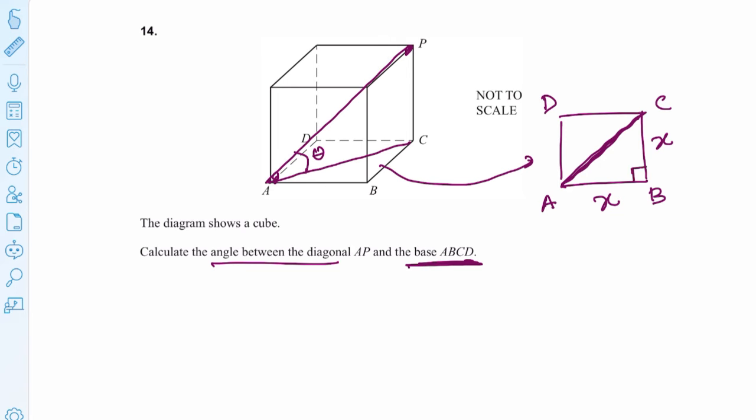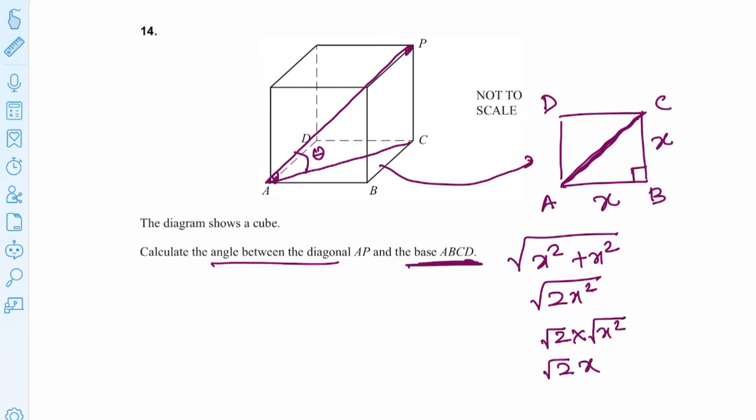Pythagoras theorem, this is 90 degrees, right? So this is x squared plus x squared, take the square root. This is 2x squared, take the square root. It will be root 2 times the square root of x squared. So I'll get root 2, and this one becomes x. So this one I got is root 2 x. Did you understand? If it is root 2 x, what does it mean?